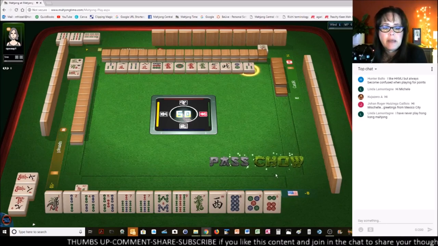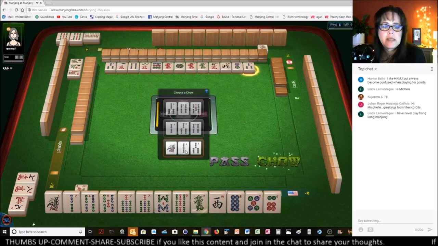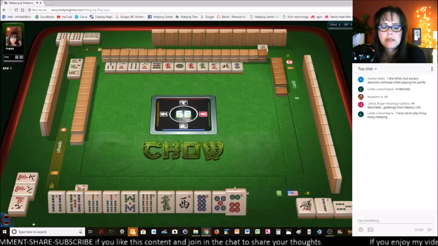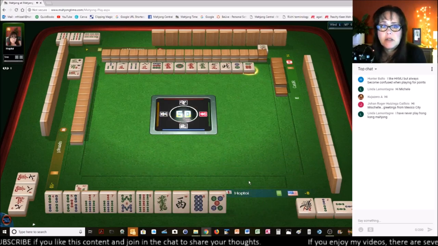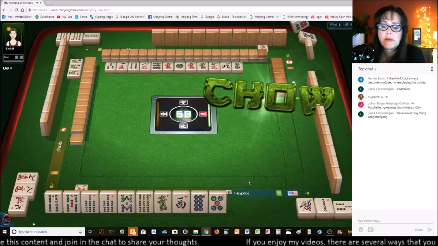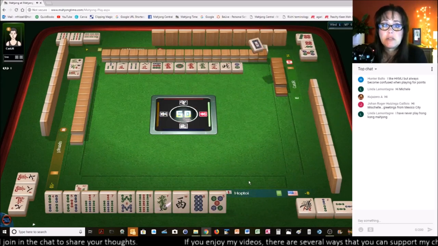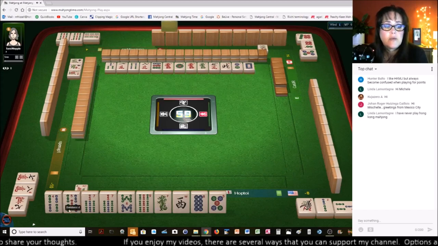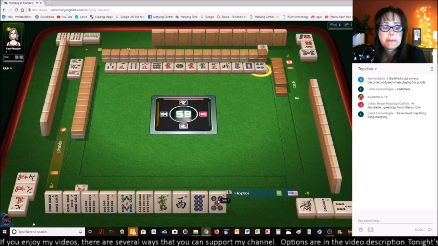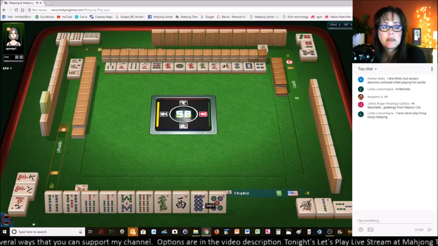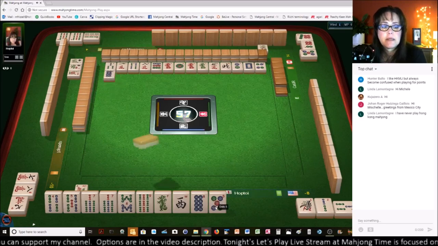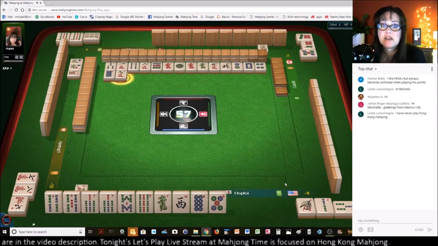Three bamboo. Okay, there's a chow. We'll take a 1, 2, 3 chow, right on the edge. The tiles in the middle are more flexible, so I wanted to take care of that edge chow. And now we have inner tiles that we can play with. Four dots. So there's chow potential in there. Eight dots. Nine. Right now we have four discards. Chow.